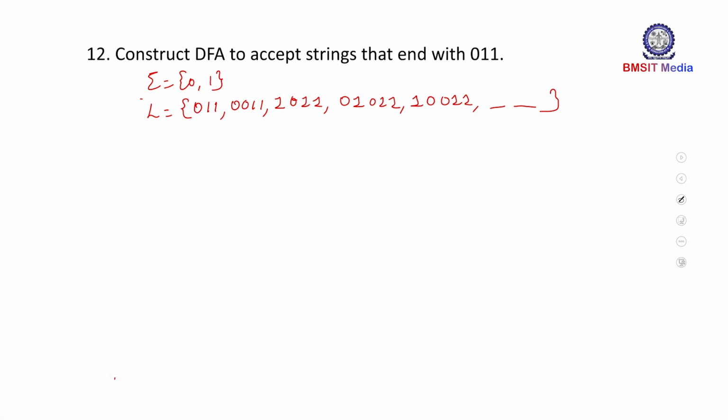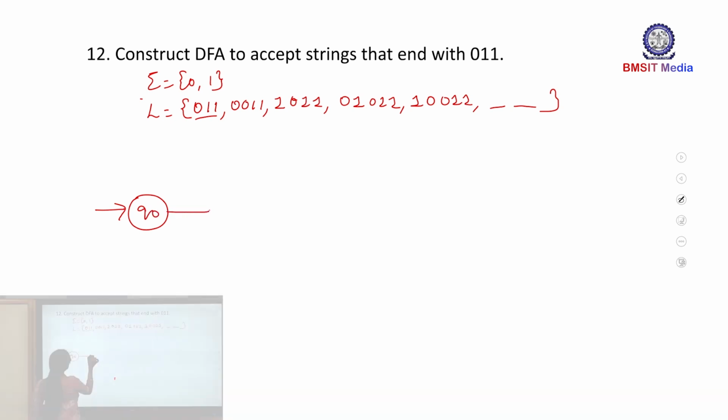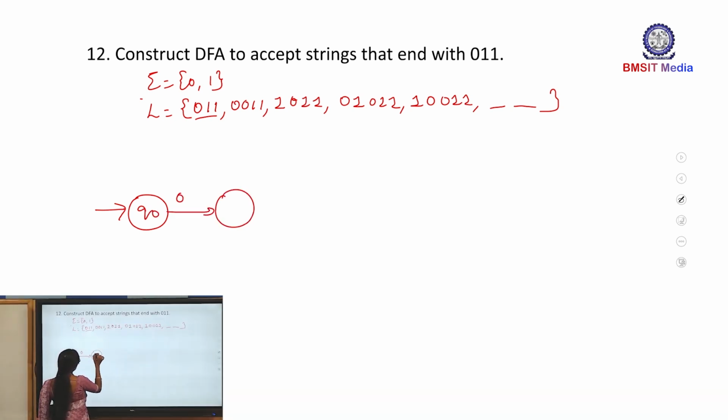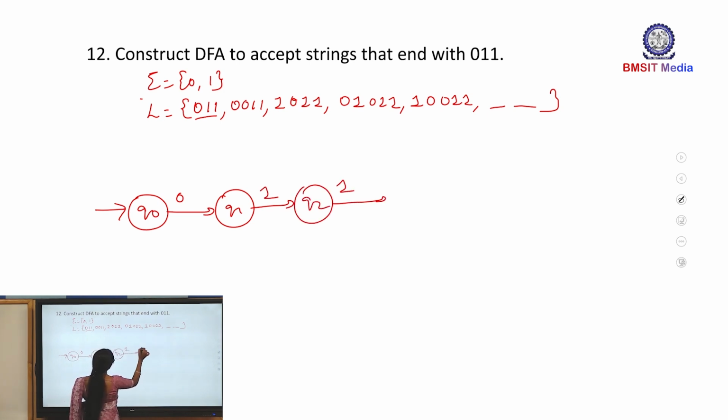Okay, so to construct the DFA, we'll start with the skeleton. So we'll construct the DFA for the skeleton, where we start with Q0. On seeing a 0, we go to Q1. On seeing a 1, we go to Q2. On seeing another 1, you go to Q3.